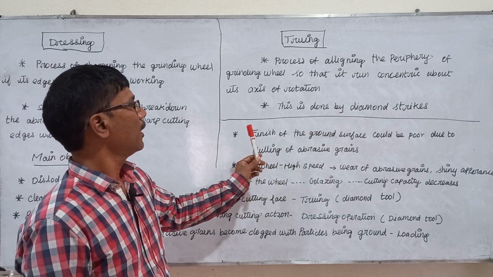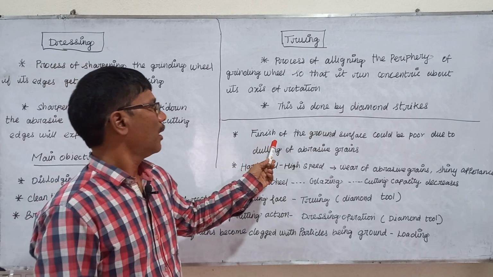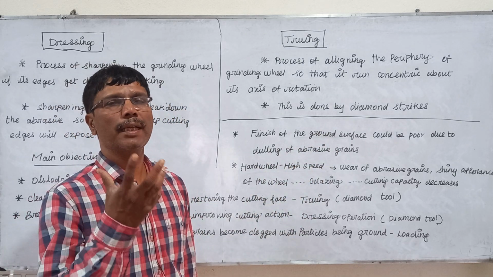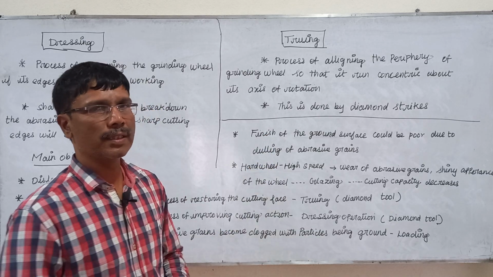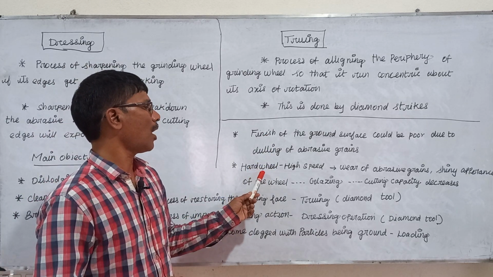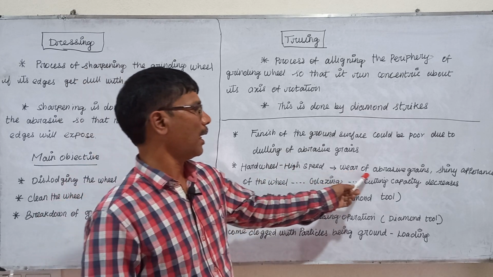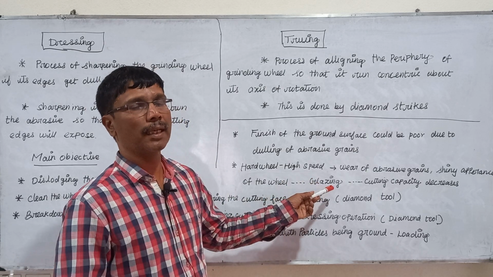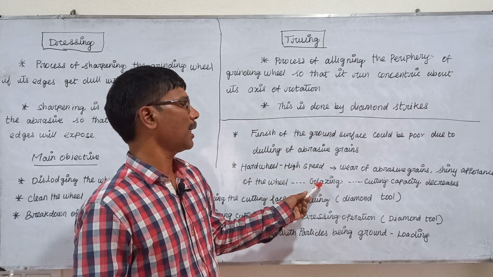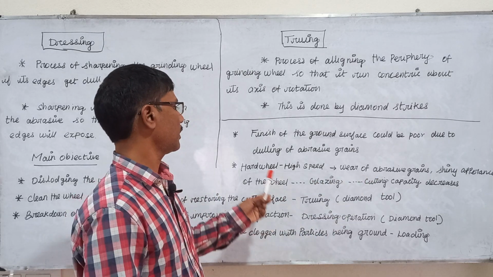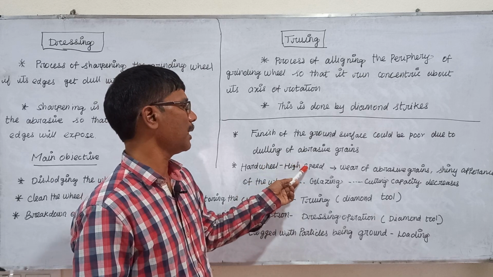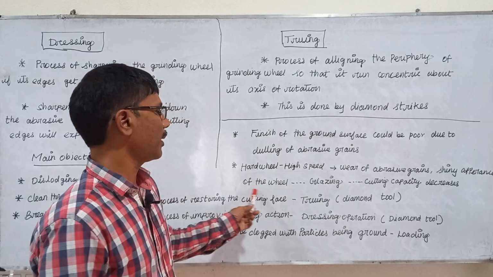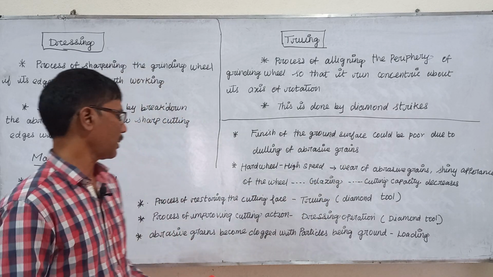So we are going to see some important points in grinding. The finish of the ground surface could be poor due to dulling of the abrasive grains. When the abrasive grains get dull, the required finish cannot be obtained. Because of the use of a hard wheel at high speed, wear of the abrasive grains takes place and it produces a shiny appearance on the wheel. That process is called glazing. Because of glazing, cutting capacity decreases.